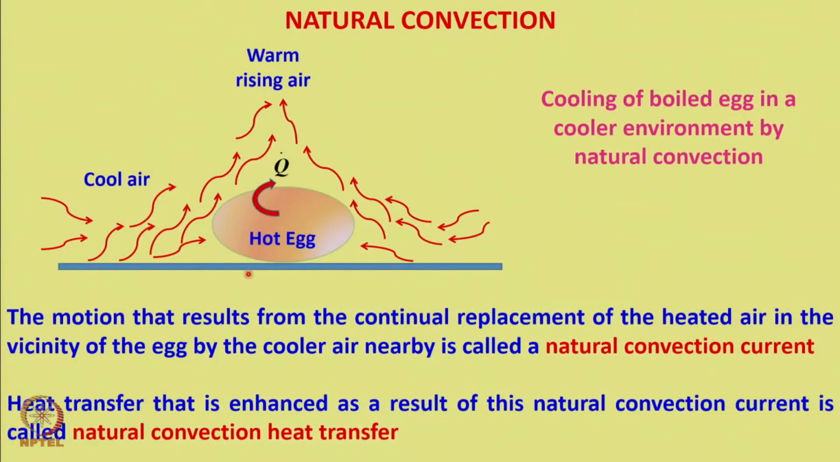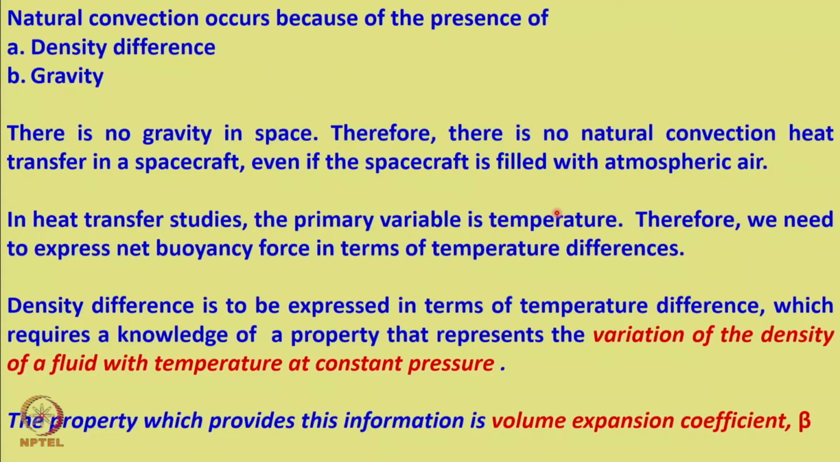For natural convection, if you just see here, there is a hot egg and there is cool air. The cool air is getting heated up, and as it gets heated up, its density becomes smaller, so the warm air moves up. This is what is called a natural convection current. There is a continual replacement of the heated air in the vicinity of the egg by the cooler air. So here there is a natural convection current, there is no pump here, that is why it is called natural convective heat transfer.